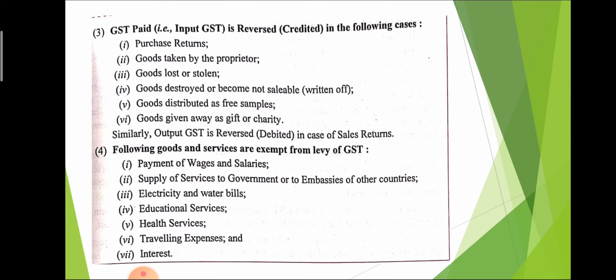The following goods and services are exempted from GST: wages and salary. It means at the time of wages and salary, we do not need to calculate GST. Also supply of services to the government, embassies of other countries, electricity, water bill, education service, health service, travelling expense and interest. In all these cases, we will not charge GST. GST is exempted in all these cases.